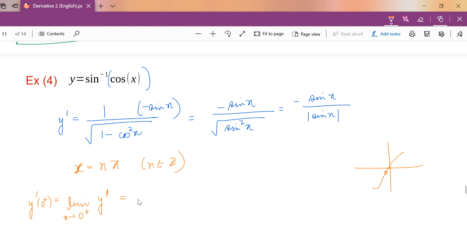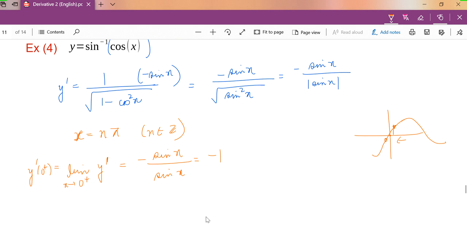Now what is the value of y prime if I am approaching 0 from the positive side? What happens to the sine function? This is just the sine function. If you are approaching 0 from the positive side, then sine is positive. Can you see? The y value is positive. So you are going to write minus sine x upon, this is positive, so sine x. So what's your slope? Negative 1, right?